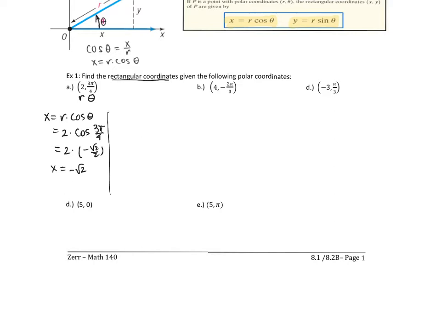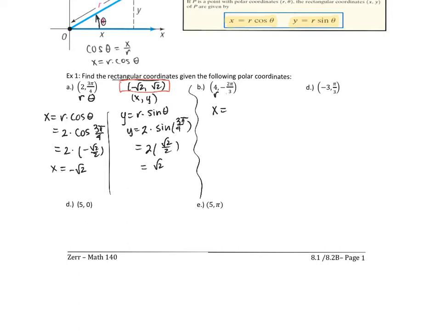And then we'll do the same thing for y. y equals r times sine of theta, so y is equal to 2 times sine of 3 pi over 4, and this would give us a positive root 2 over 2. So that means our point in the rectangular system would be at negative square root of 2 and positive square root of 2 for x and y. There we go. Okay, great.